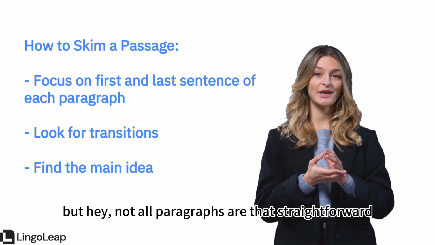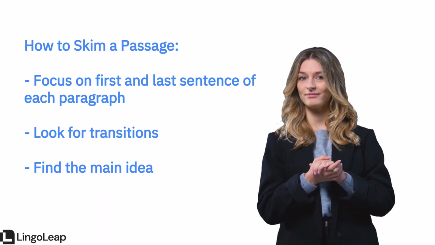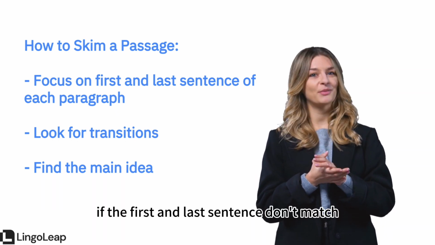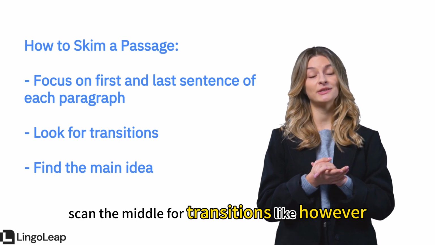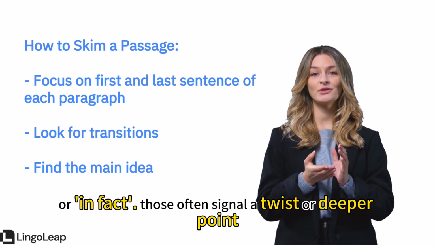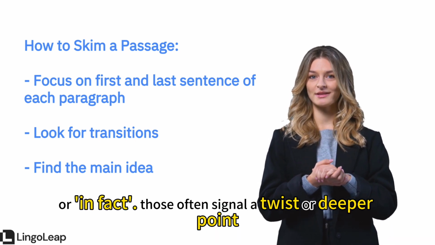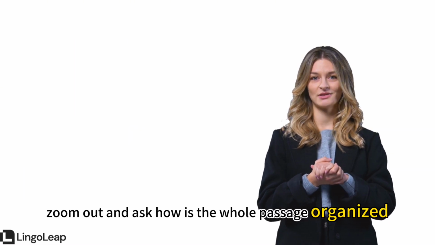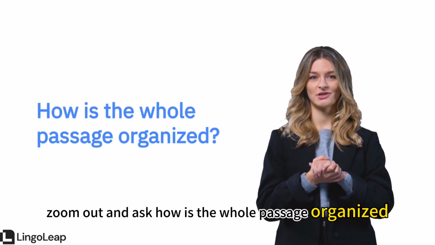But hey, not all paragraphs are that straightforward. If the first and last sentence don't match, scan the middle for transitions like however or in fact. Those often signal a twist or deeper point. Once you get the main idea, zoom out and ask, how is the whole passage organized?